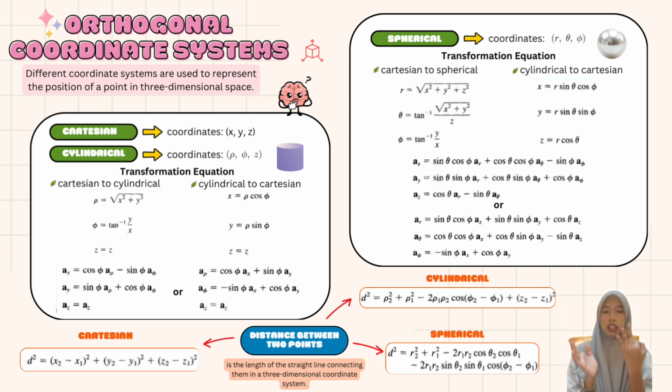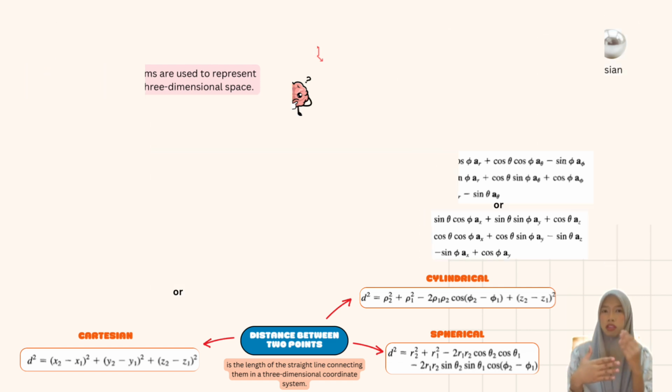The third is the spherical coordinate system, which uses r, theta and phi, and it is suitable for spherical objects. We can also convert from one coordinate system to another using transformation equations. Different formulas are used to calculate the distance between two points in each coordinate system. We need to choose the correct coordinate system to make calculation easier and more efficient.